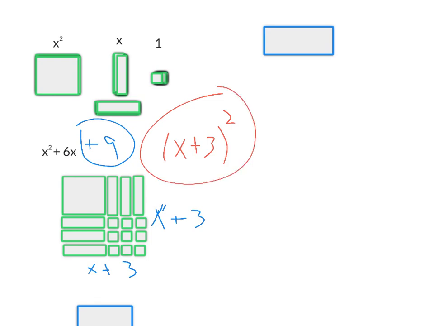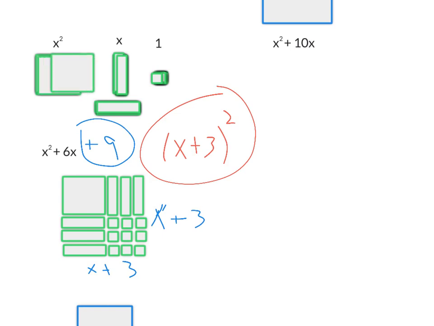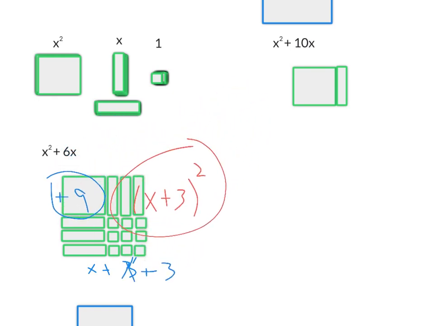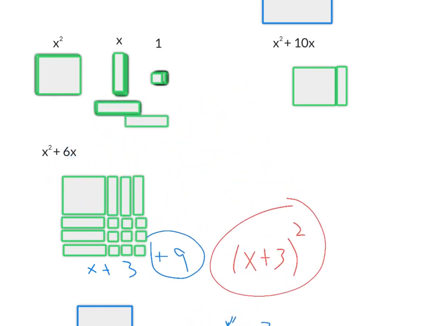Now let's try taking a look at another example together. Let's look at the polynomial expression x squared plus 10x. I'm going to start off by taking the tiles I need to build x squared plus 10x. Remember, I'm only going to build off of the right-hand side and bottom of the square. Every time I add an x tile to the right-hand side of the square, I'm also going to add one to the bottom of the square as well. And I'm going to continue doing this process until I have a total of 10 x's.